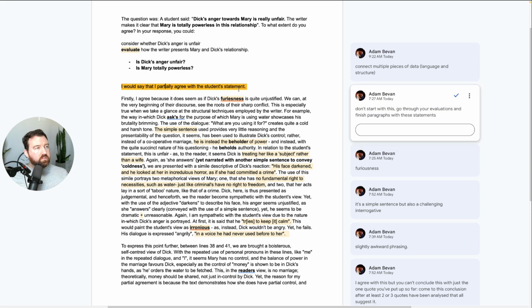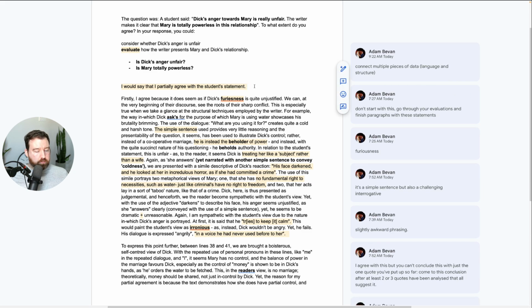I wouldn't do a statement at the beginning like "I would say that I partially agree with the student statement." There's a couple of reasons for this. One is because you should lead up to your conclusions. The second thing is because this isn't complete anyway.